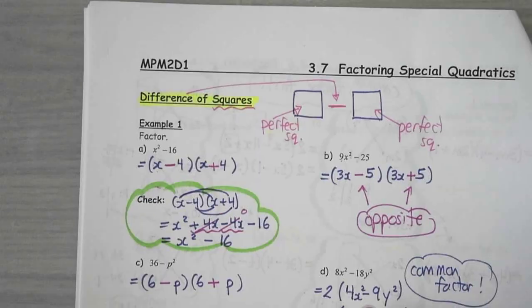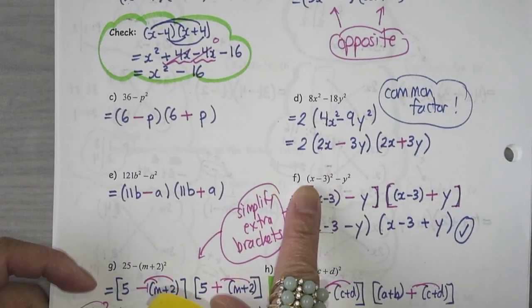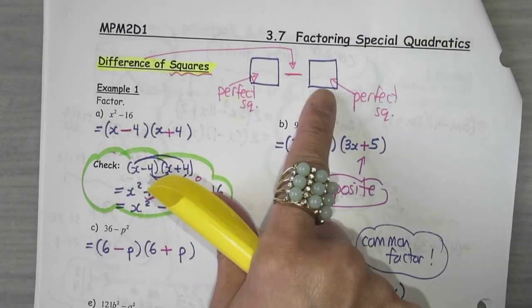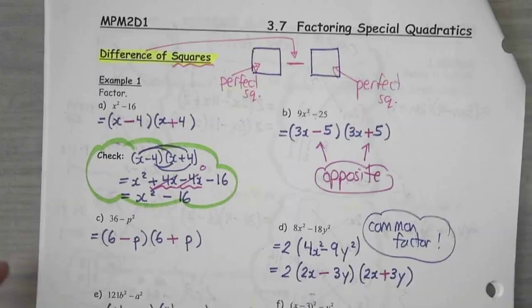So same idea. It doesn't have to be a single number. It can be a perfect square where there's two of this. So perfect square minus perfect square. So that's called a difference of squares. That was one special quadratic we learned.